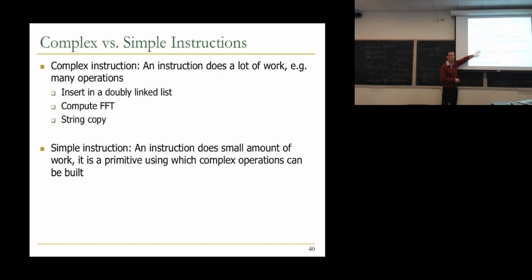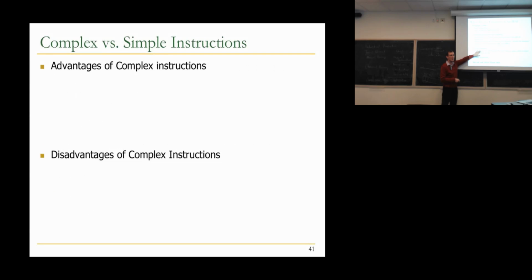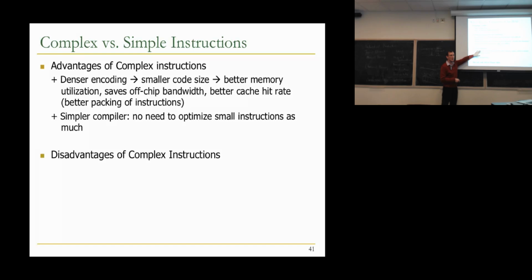We briefly covered that, right? Yeah. Code size. Code size, yes, that's a big advantage, right? If you can map your program to complex instructions, you have denser encoding, smaller code size, better memory utilization. You can save many, many things, right? You can save off-chip bandwidth, for example, when you're accessing to get your code. You can get better cache hit rate, better packing of instructions. So that's what denser encoding actually enables. And the compiler, hopefully, is simpler, right? Assuming you can do this mapping nicely between the high-level language and the complex instruction.